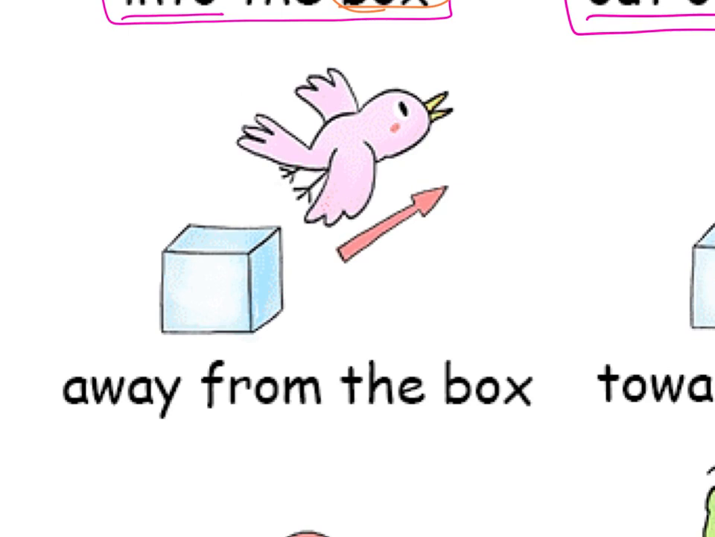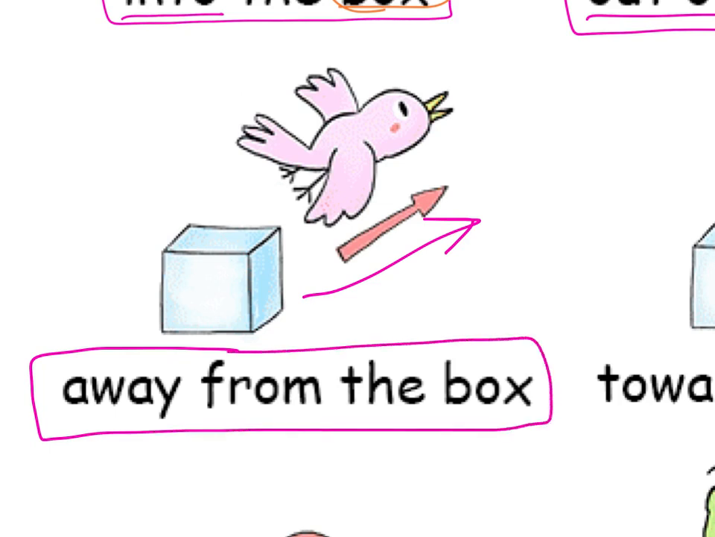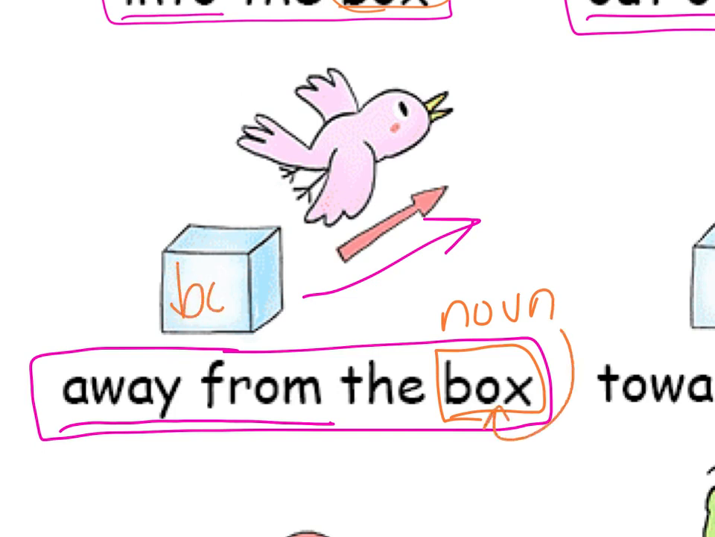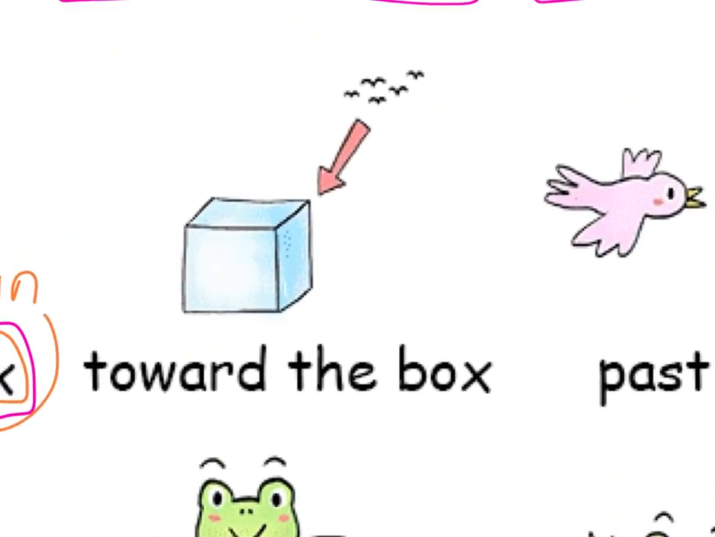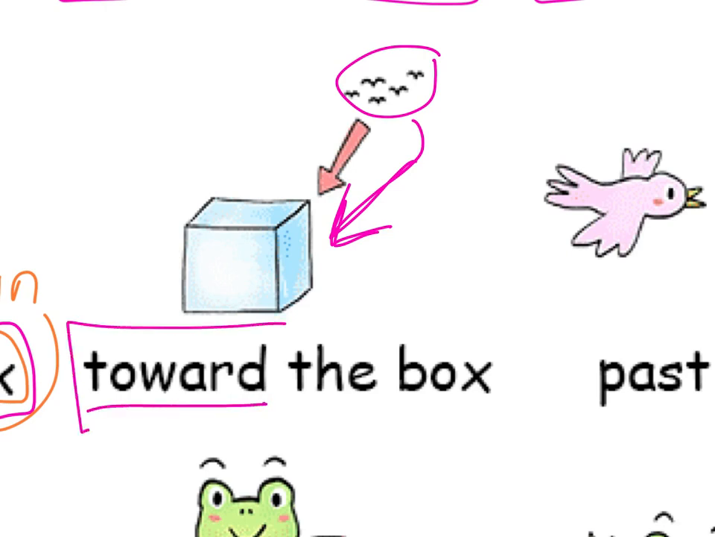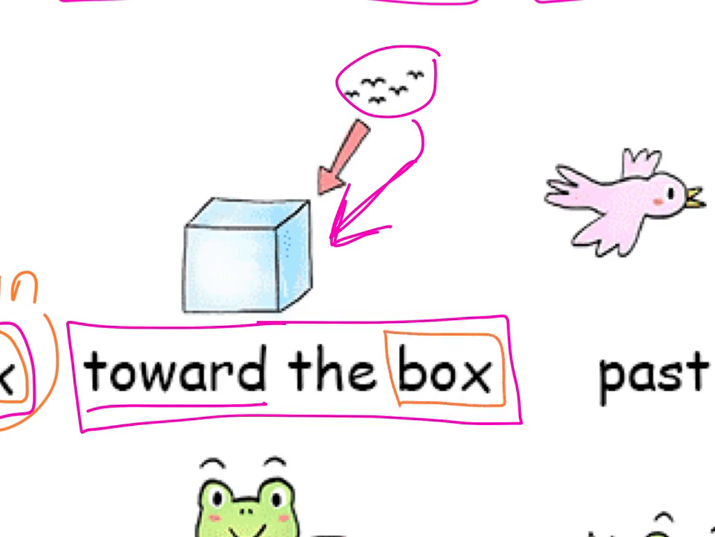Here the bird is flying away from the box. Here's our prepositional phrase. Away from is our two-word preposition. Box is the object of the preposition. It's a noun. Here's the box. Here, the birds are flying toward the box. They're over here, and they're coming this way. We use the word toward. The prepositional phrase is toward the box. The object of the preposition is box. That's a noun. It's just one, so we say the.